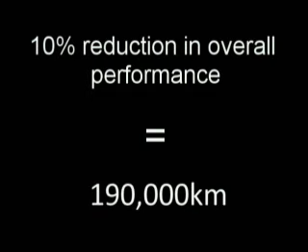So what is the optimum lifetime of a car? Well, if you set the bar at an overall decrease of 10% in performance, then your car's optimum life is roughly 190,000 kilometers.